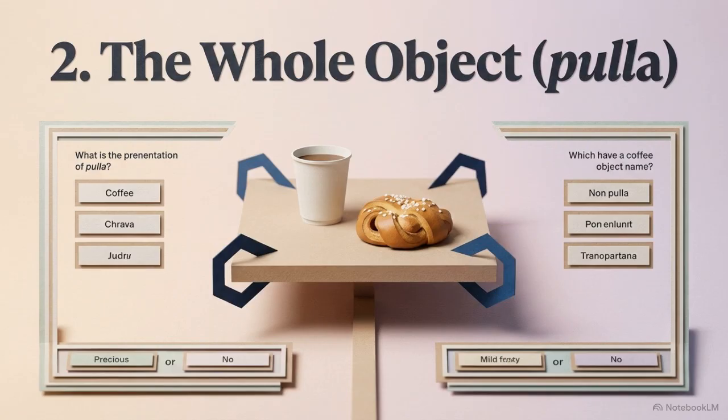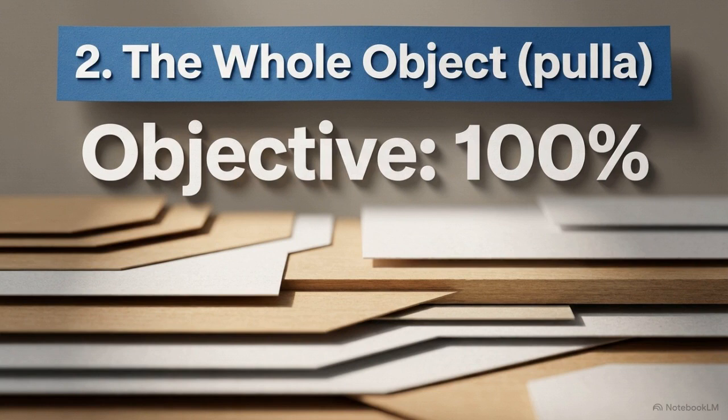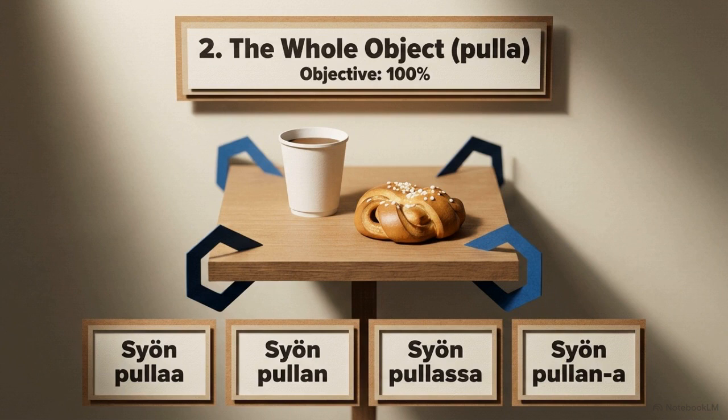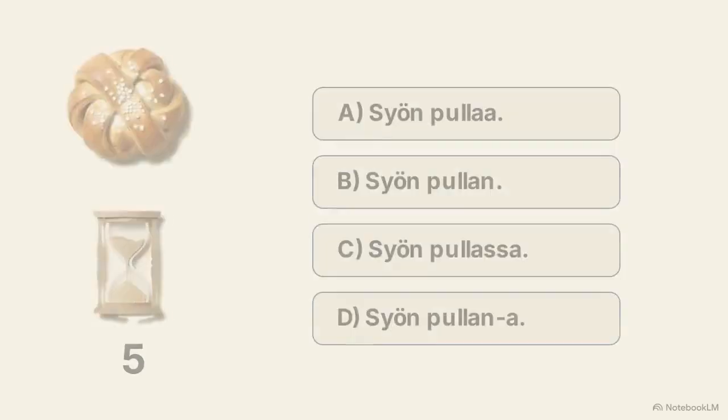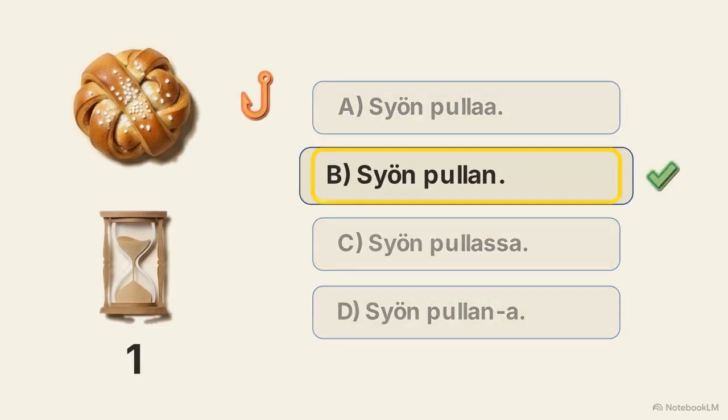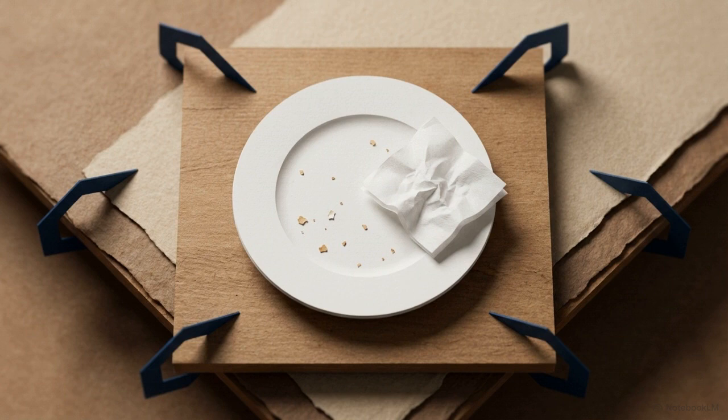Question 2. You have a pulla, a bun, and you intend to eat every bit of it. To describe eating the specific whole object, how do you say, I eat the bun? Take a look at these 4 choices. Which option perfectly describes the total result? 5 seconds. The answer is option D, syön pullan. The N hook identifies the action as a total result. You are finishing the entire pastry.